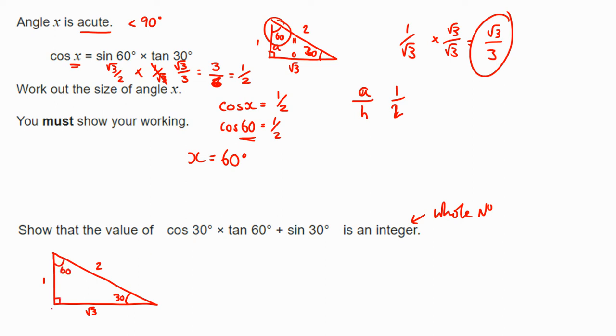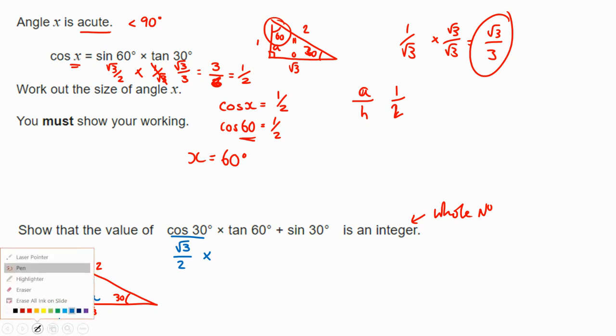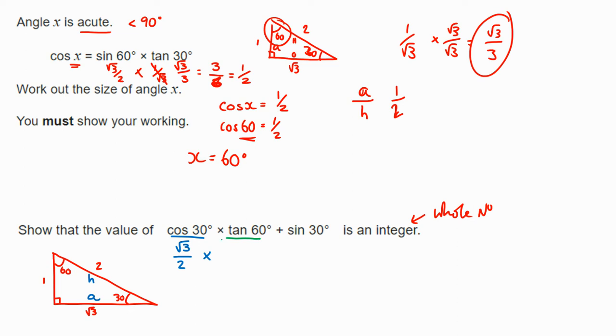So cos of 30, so I'm going to do this in a different colour, cos of 30, so the 30 degree angle, cos is adjacent and hypotenuse. So that's root 3 over 2 times by tan of 60. Now we're working with the 60 degree angle now, so my adjacent and my opposite will have switched. So 60 degrees, this becomes the opposite, this becomes the adjacent. So tan of 60 is root 3 over 1, just root 3.